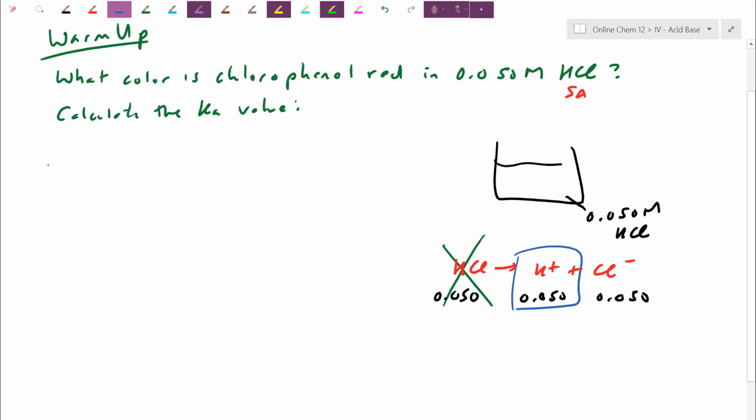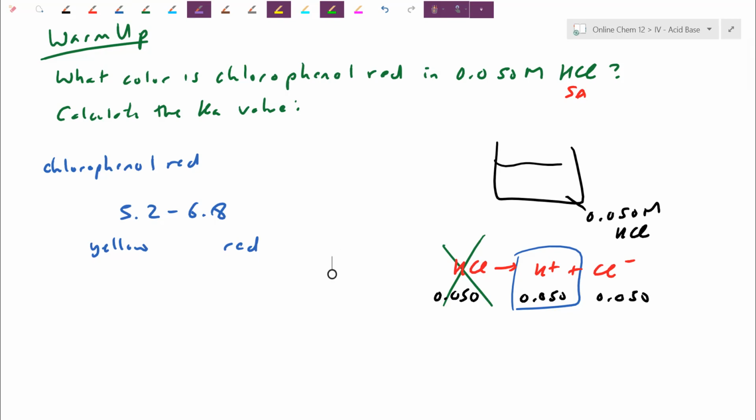Because when you check your table, you can find chlorophenol red on your indicator chart. For chlorophenol red, we're given the pH range at which it changes is 5.2 to 6.8. And then on the side, it actually gives you the actual color change. Somewhere within that pH range, it changes from yellow to a red color. We need to know what is the pH of the current solution, because then I can match it up against what the pH range is.